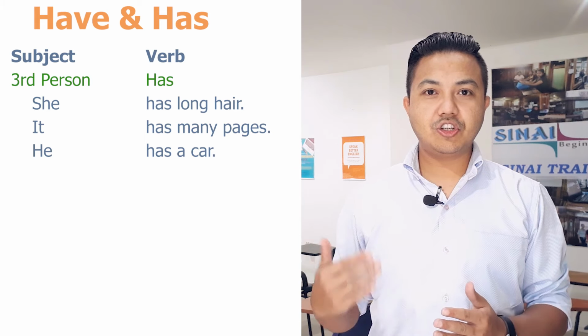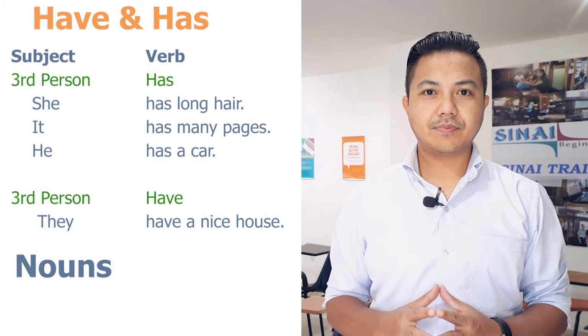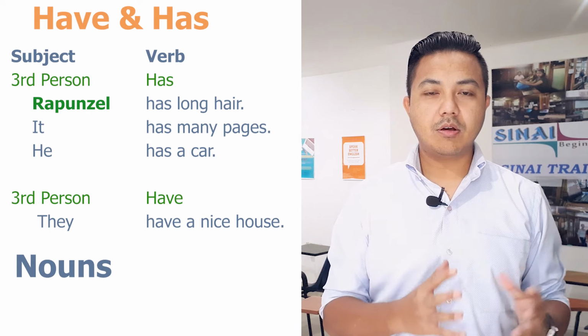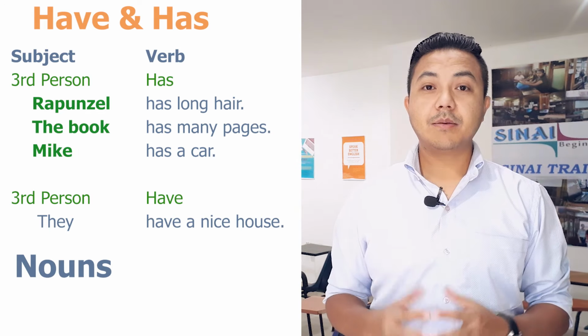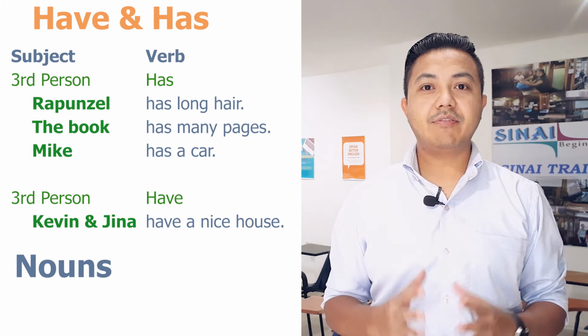Instead of he, she, it, and they, we can also use nouns. For example, Rapunzel has long hair. The book has many pages. Mike has a car. Kevin and Gina have a nice house.